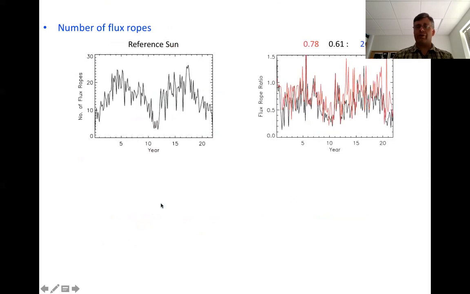So that was one quantity which is important, but another, of course, is flux ropes within the simulations. So within the reference sun model, in the graph on the left-hand side, we see the number of flux ropes as a function of time throughout the simulations, where at minimum, we've got 2, 3, or 4 flux ropes existing, but at maximum on the order of 20 to 25 flux ropes.